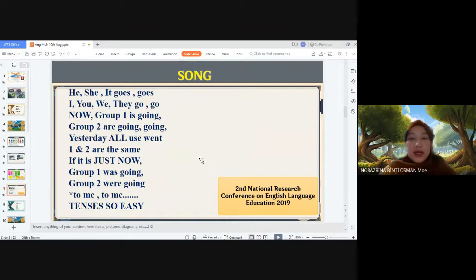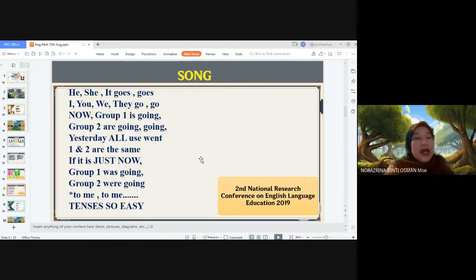And then this is something else that I shared during the second National Research Conference in 2019. I was chosen for the poster presentation. So I presented this, which is using song to teach grammar. Usually we try to find songs that have grammar elements. But nowadays teachers are adapting viral songs and just changing the lyrics. That was something I did in 2019.